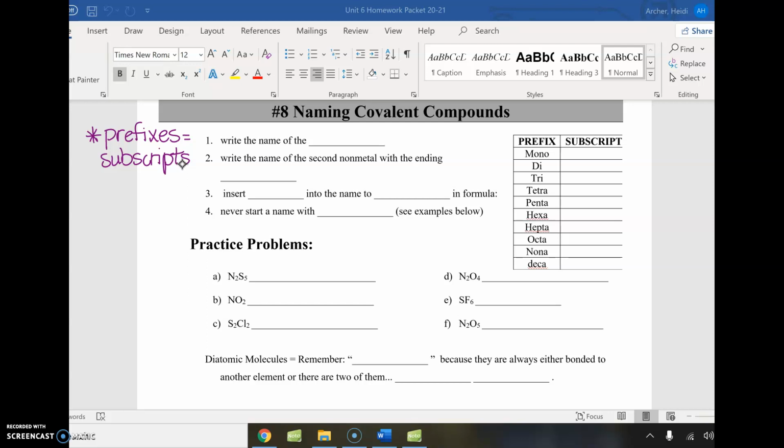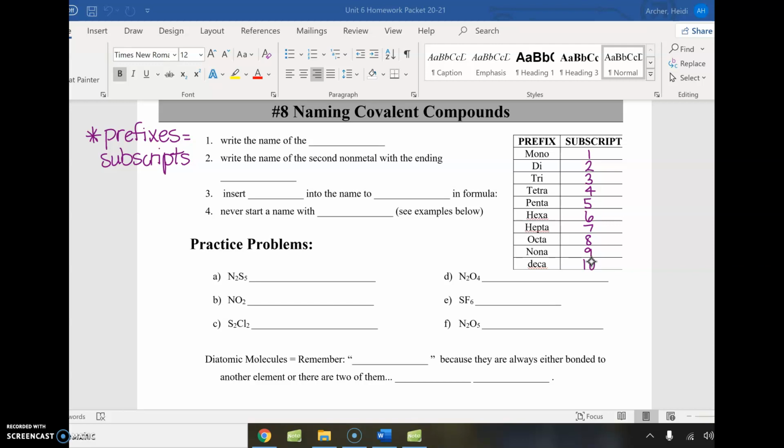There are 10 prefixes that we're going to be working with. Mono is the prefix for 1, di is the prefix for 2, tri is the prefix for 3, tetra is the prefix for 4, penta is the prefix for 5, hexa is the prefix for 6, hepta is the prefix for 7, octa is 8, nona is 9, and deca is 10. So you want to make sure that you know those prefixes, because that's going to help you translate between the formulas and the names for covalent compounds.